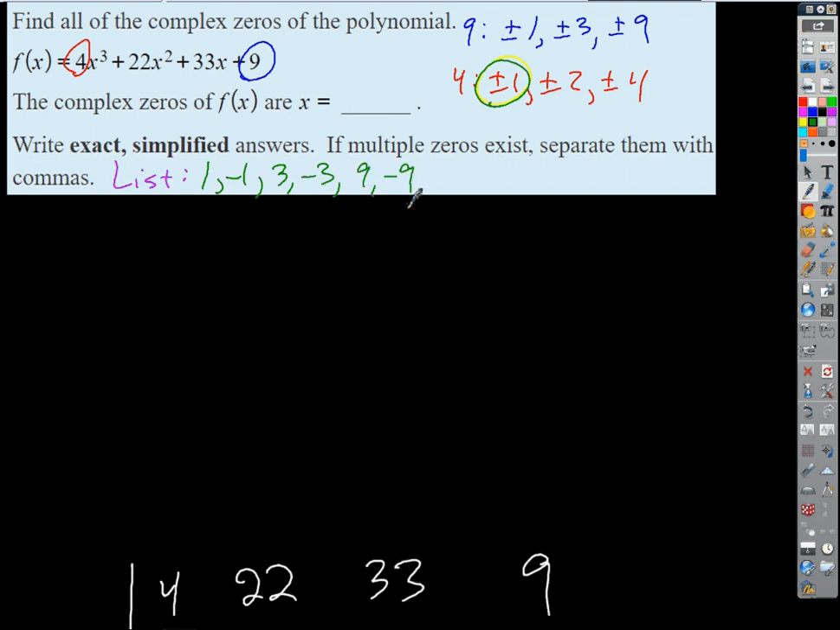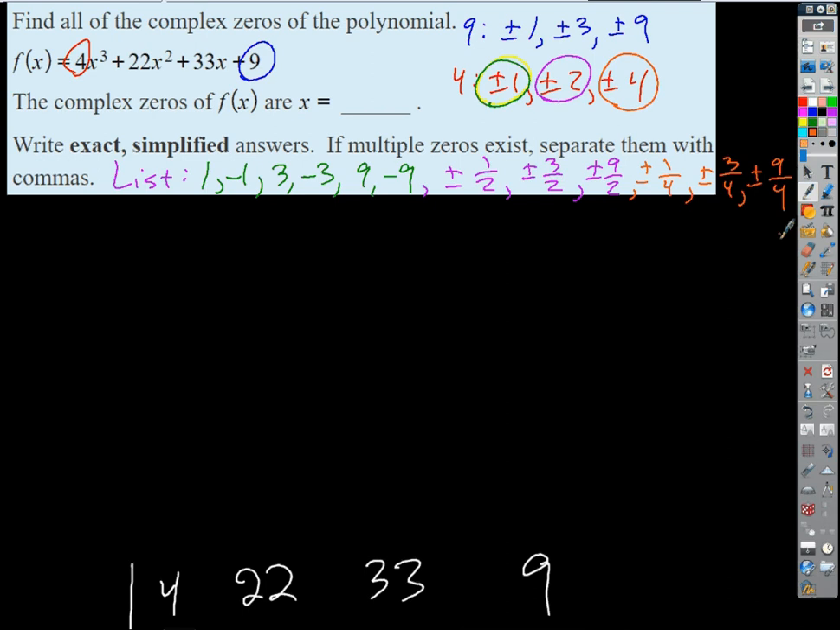What if I divide through by plus or minus 2? Well, then I'm going to get 2 on the bottom of all those, right? So I would get plus or minus 1/2, plus or minus 3/2, plus or minus 9/2. Last one, what if I divide through by 4s? Well, I'd get either plus or minus 1/4, plus or minus 3/4, or plus or minus 9/4.